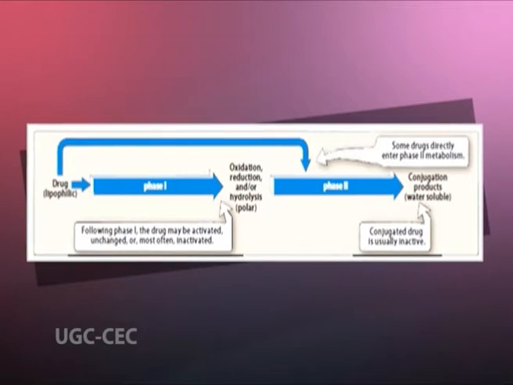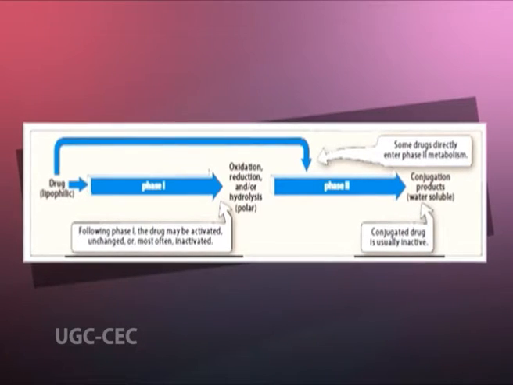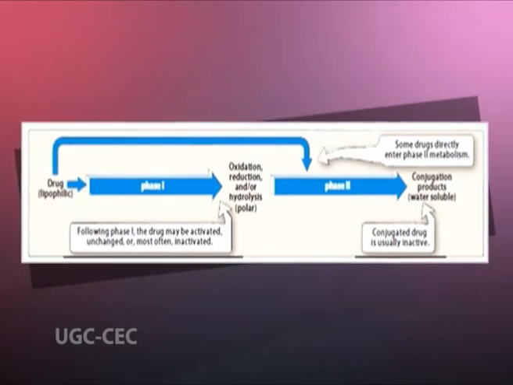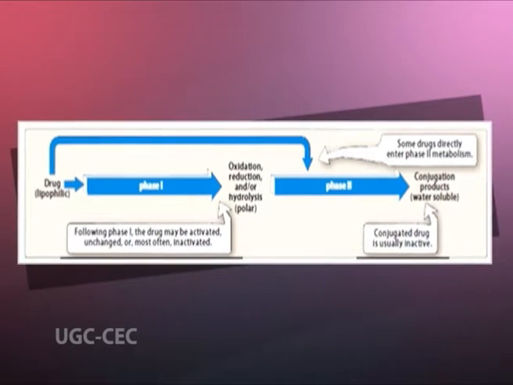The phase 1 reactions convert lipophilic drugs into more polar molecules by introducing or unmasking a polar functional group such as a hydroxyl or amine group. Phase 1 reactions usually involve reduction, oxidation or hydrolysis. Phase 1 metabolism may increase, decrease or have no effect on pharmacological activity.